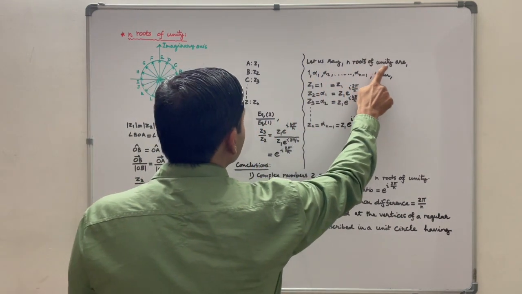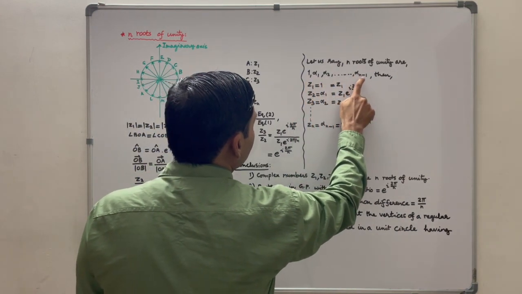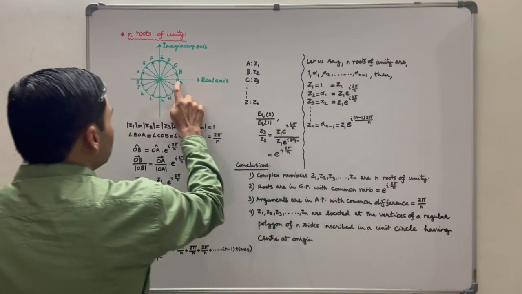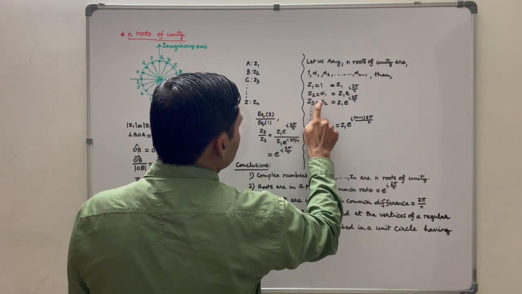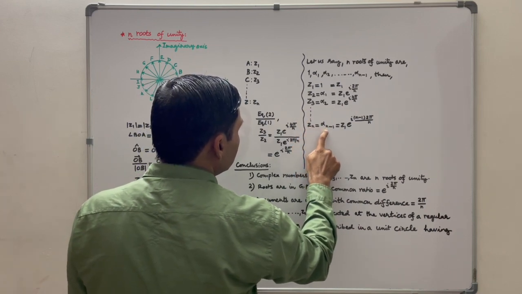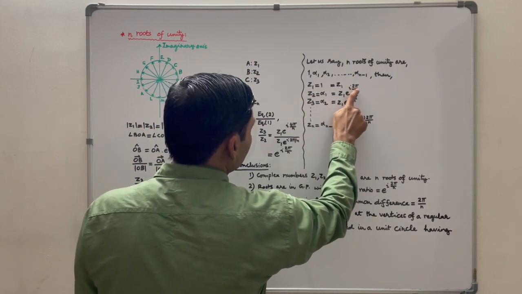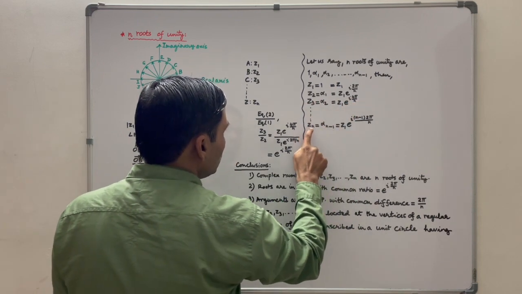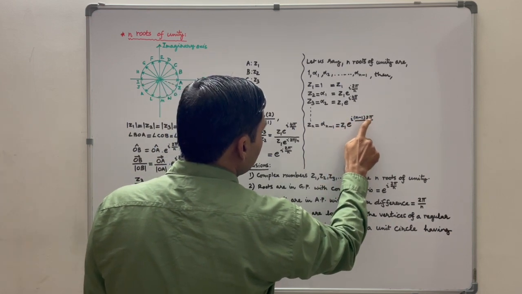Let us say n roots of unity are 1, alpha 1, alpha 2 and so on up to alpha n minus 1. So z1 is equal to 1 and that is the first root which is purely real. z2 is equal to alpha 1, z3 is equal to alpha 2 and so on up to zn is equal to alpha n minus 1. So z1 is equal to z1, z2 is equal to z1 into e to power i 2 pi by n, z3 is equal to z1 into e to power i 4 pi by n and so on up to zn is equal to z1 e to power i n minus 1 into 2 pi by n.